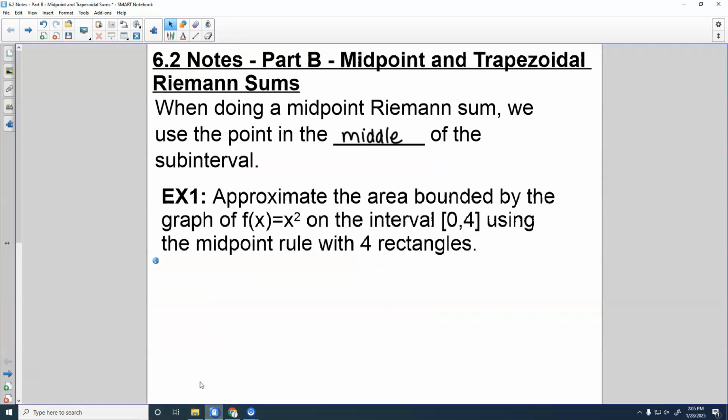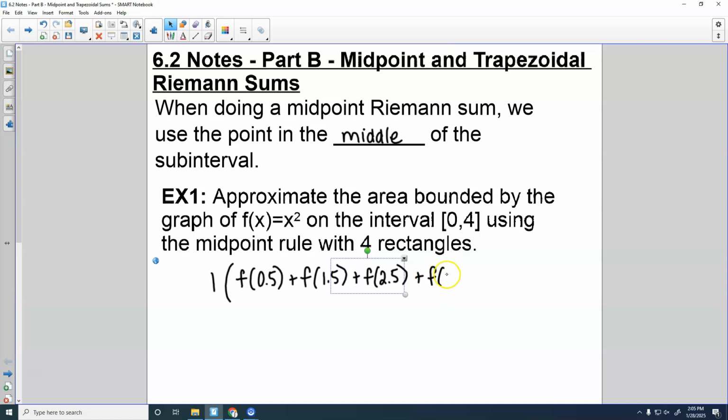So whenever we set this up for this problem, our width of our rectangle is still 1, but we would multiply it by f of 0.5, f of 1.5, f of 2.5, and f of 3.5. You still want to make sure that if you have 4 rectangles, you have 4 numbers right here. You're not using 0 or 4. You're using the numbers in between on your intervals.